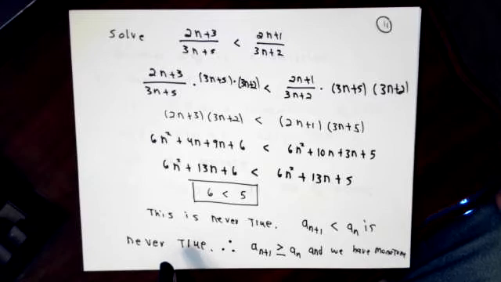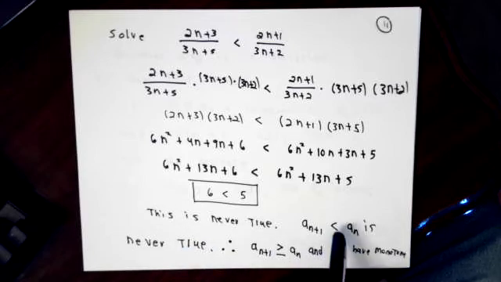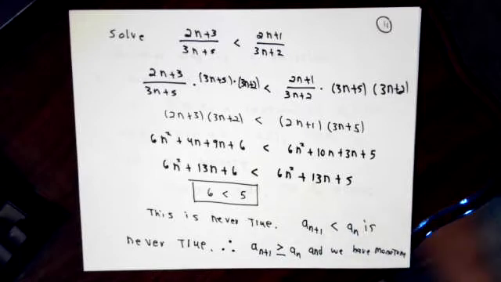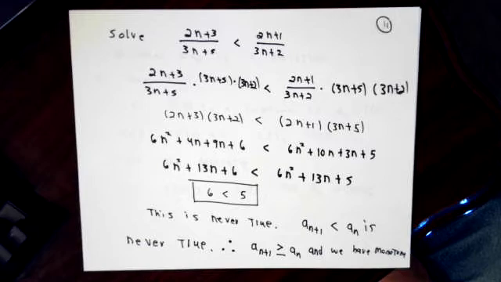At first glance, that's kind of discouraging, but it really isn't. If this is never true, this must always be true. So it turns out that we have a monotone sequence after all.